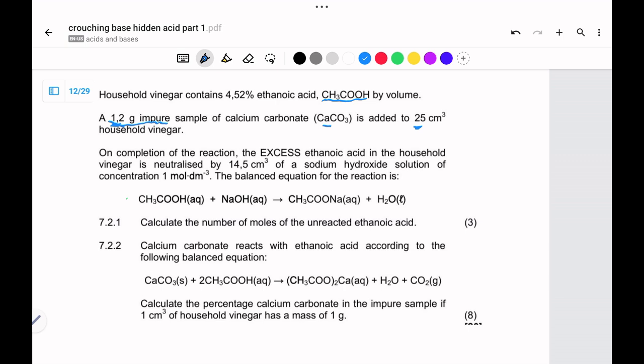Okay, so this information here, this is our measurement. The primary reaction is with the calcium carbonate. This is the secondary reaction with the sodium hydroxide. This is our secondary reaction here. This is the primary.